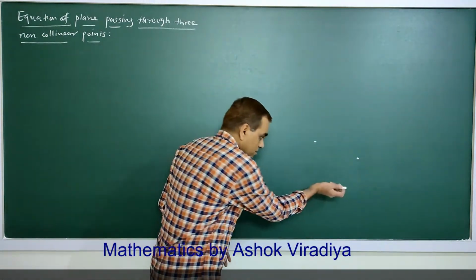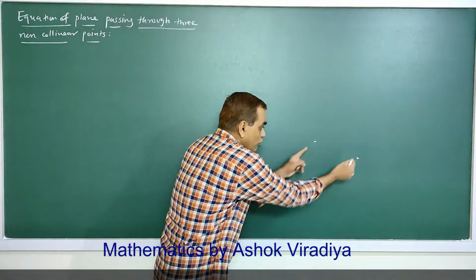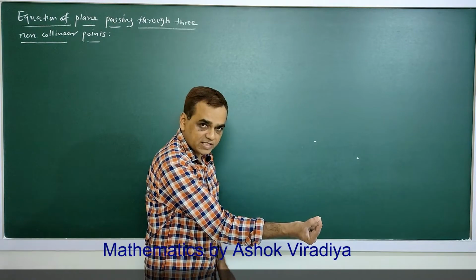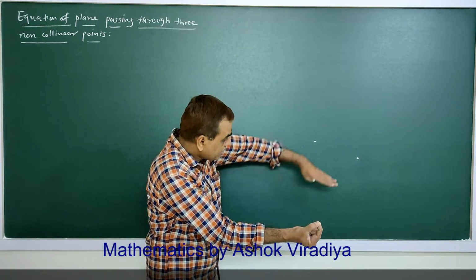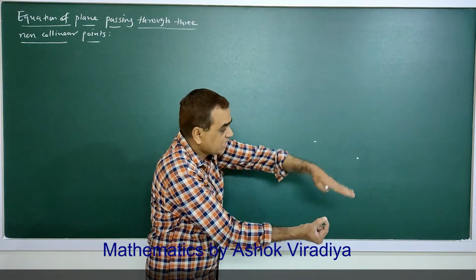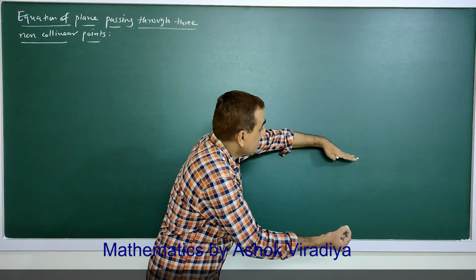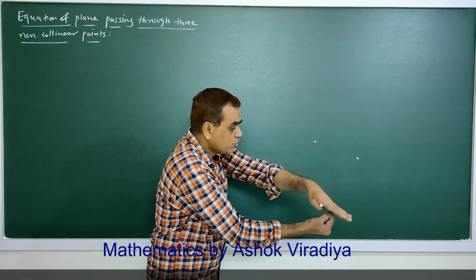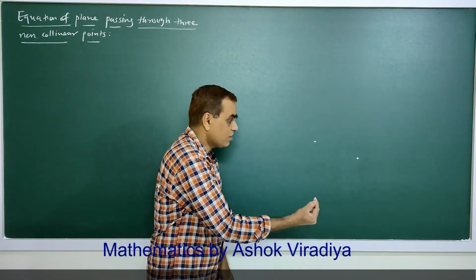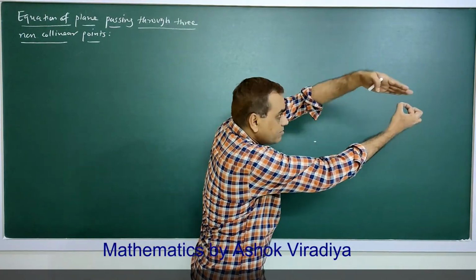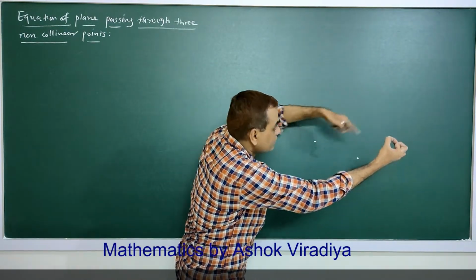Means the surface of this blackboard itself is a plane containing these 3 points. If suppose I keep these 2 points as they are and the third point is somewhere here in space, then you can imagine a plane passing through these 3 points. So here in 3 dimensions you can imagine, if the third point is somewhere here, a plane like this, which includes these points as well as this point.